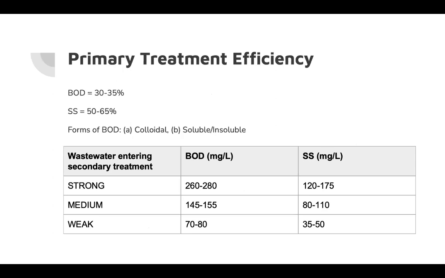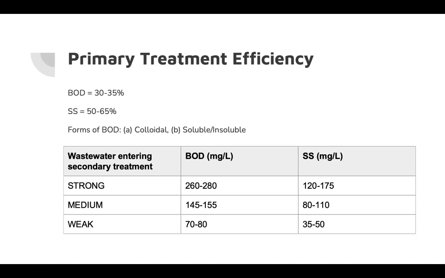For the primary treatment efficiency, the contaminants such as BOD and suspended solids are considered, with 30 to 35% primary treatment efficiency for BOD. Suspended solids would be between 50 to 65%. And there are two forms of BOD: colloidal and soluble or insoluble.